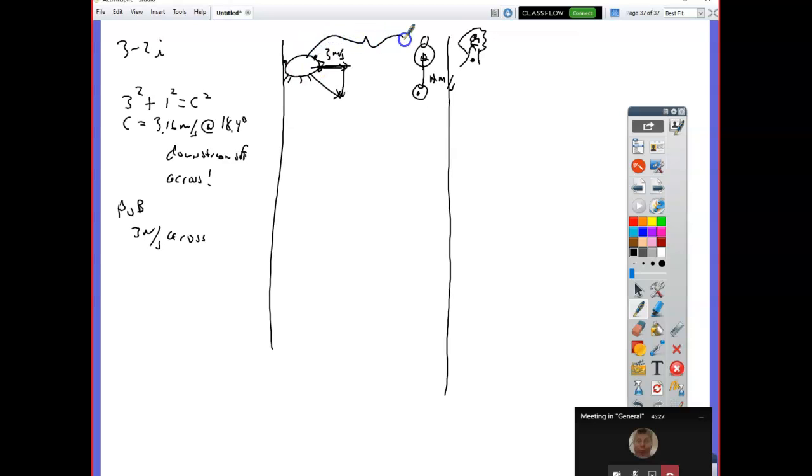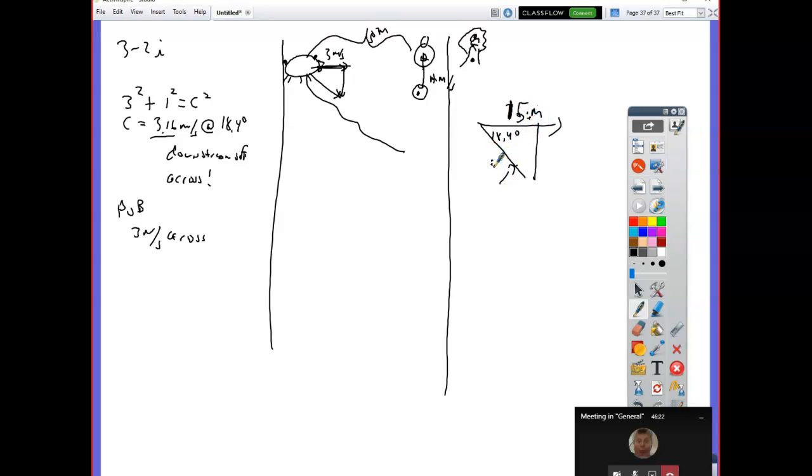If he starts 15 meters apart, according to Bob, how long did it take the bear to get to Bob? 5 seconds. But Susie says he's going 3.16 meters per second. But does Susie know how far Bob's going? Susie thinks the bear's going to go this way, right? So you've got to figure out how far that is, don't we? So I'm going to draw a triangle over here.